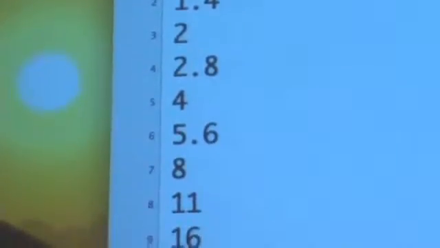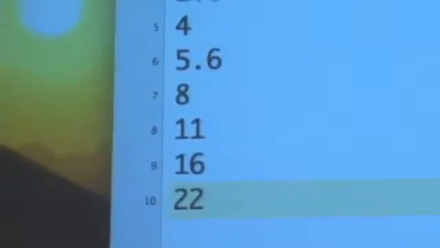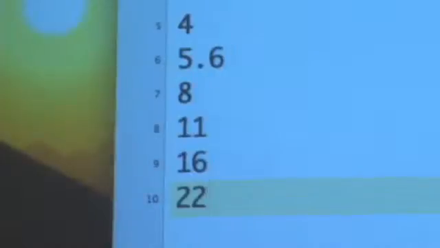2 times 2 is 4. 2.8 times 2 is 5.6. 4 times 2 is 8. 5.6 times 2, and then they round a little bit, is about 11. So on and so forth, and you can keep going.